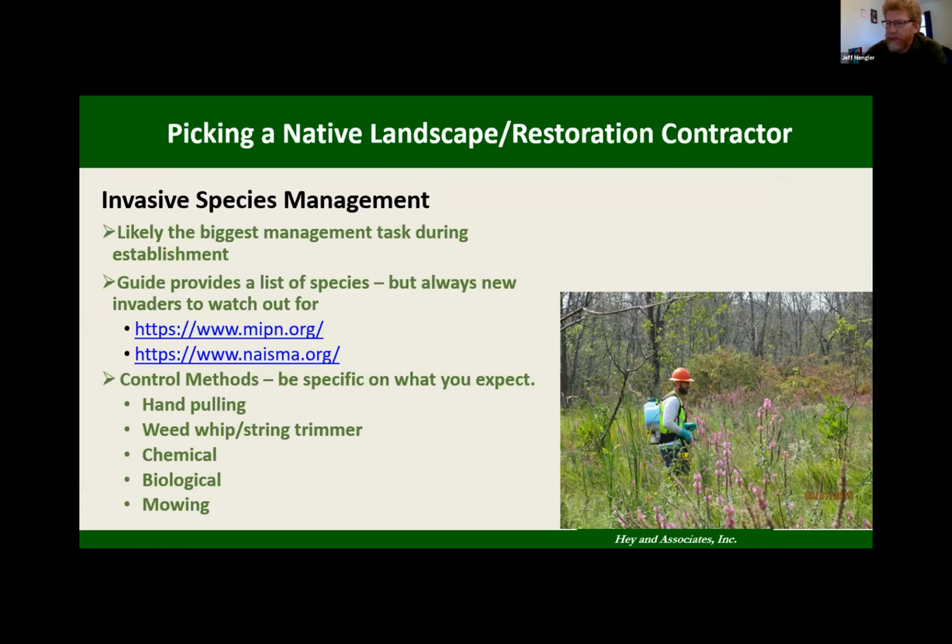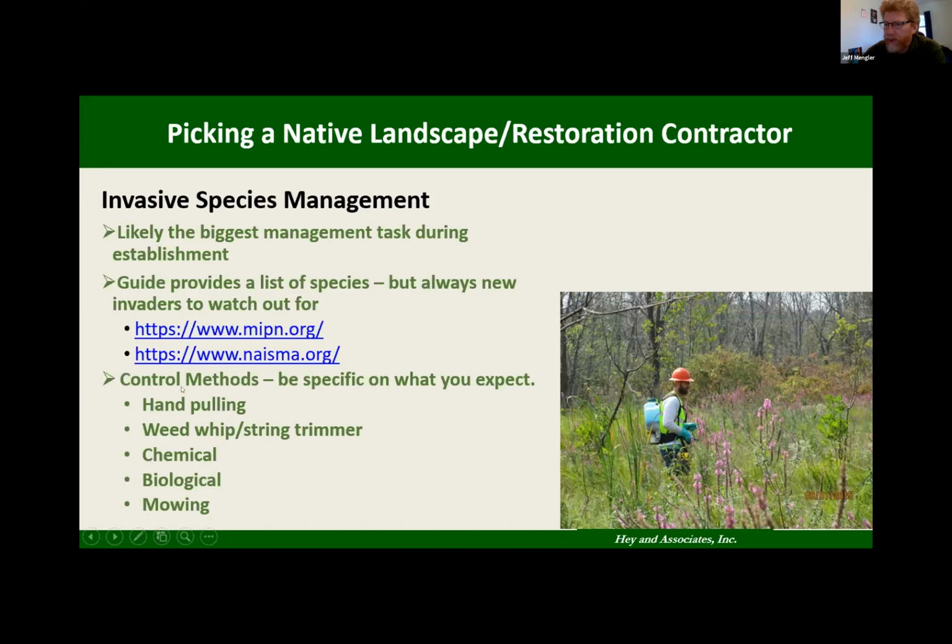I've given 2 web pages here. MIPIN is the Midwest Invasive Plant Network. So they're kind of covering just the upper Midwest. I think they're really managed out of the Morton Arboretum, so they are kind of local. And then NASMA is the National Association for Invasive Species Management. And so they're a national organization keeping track of what the new invaders are in different regions of the country. And those can be 2 good resources to check on if you find something in your areas that doesn't look right, looks kind of invasive, and maybe it's one of our new invaders. They'll have good information on that.